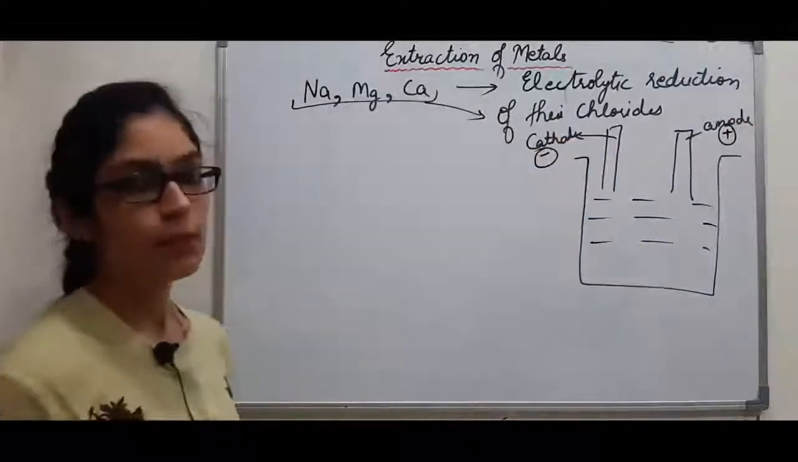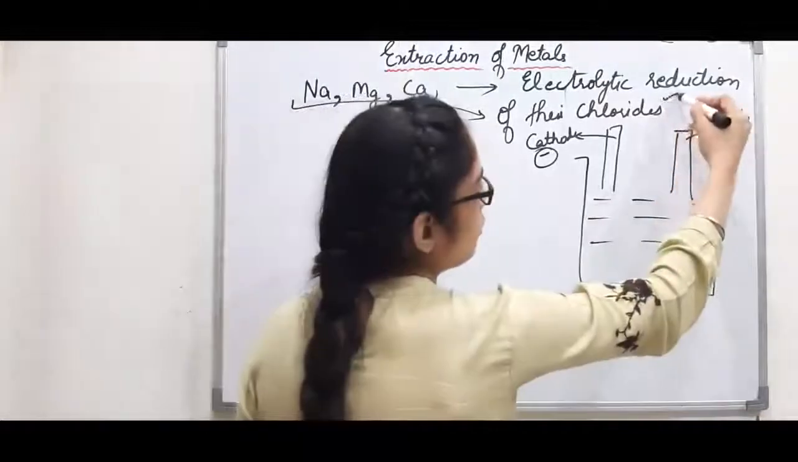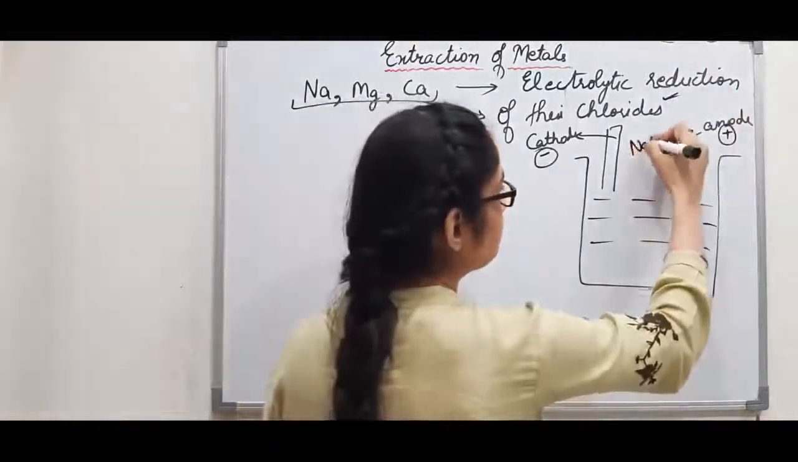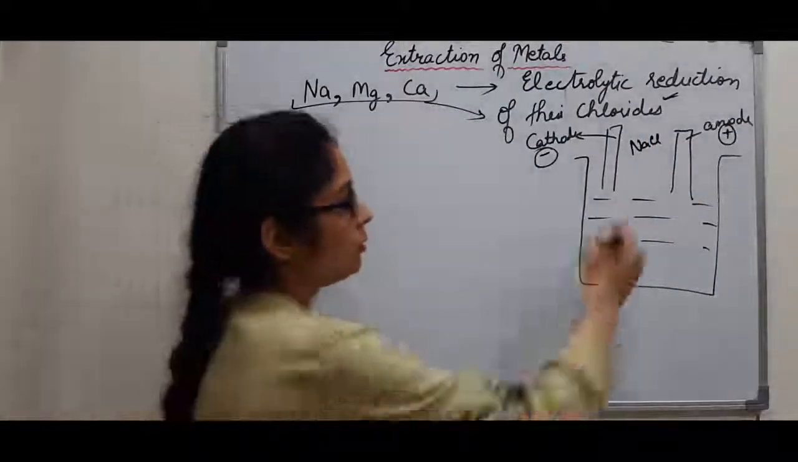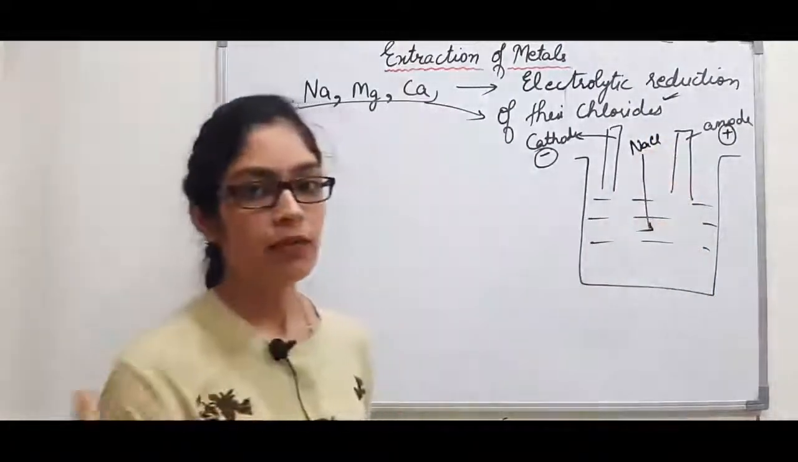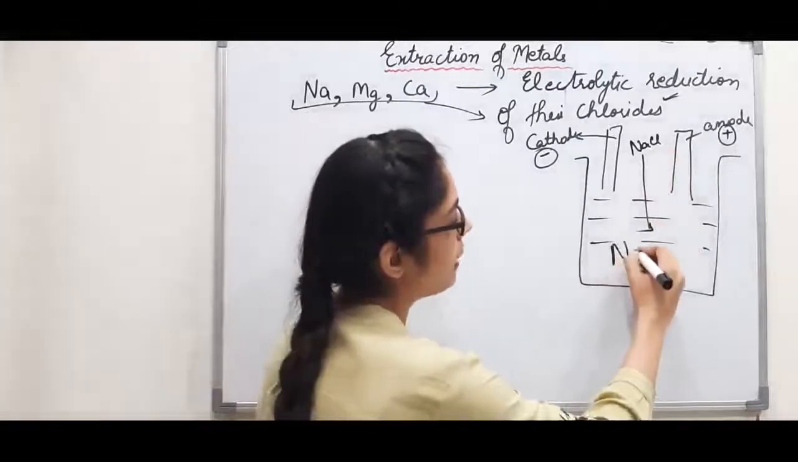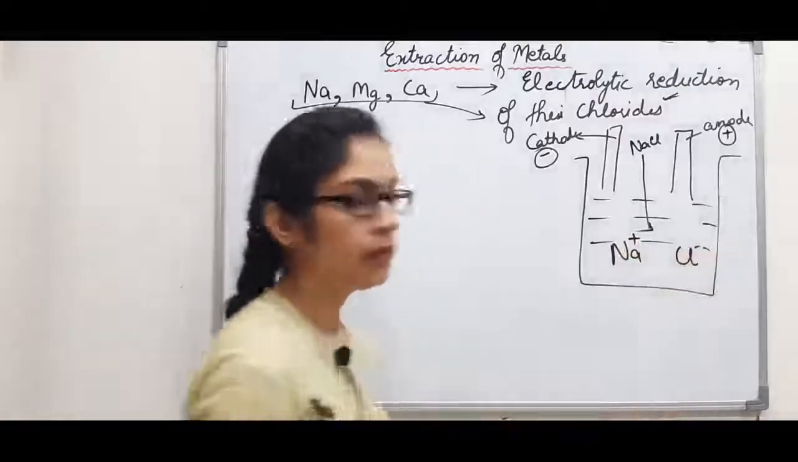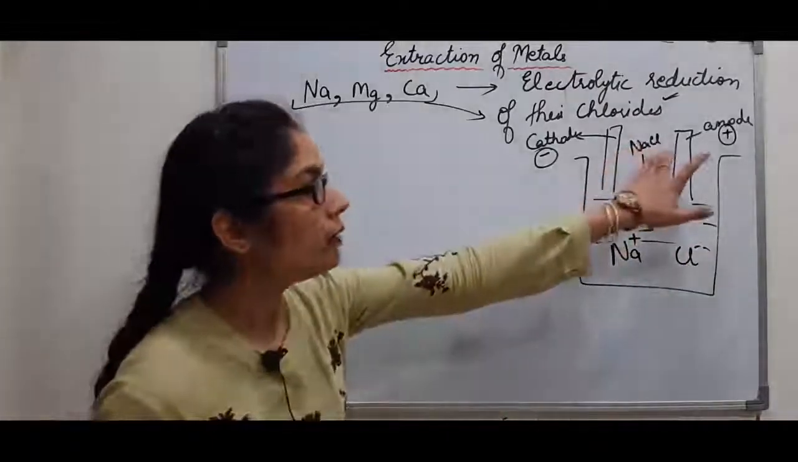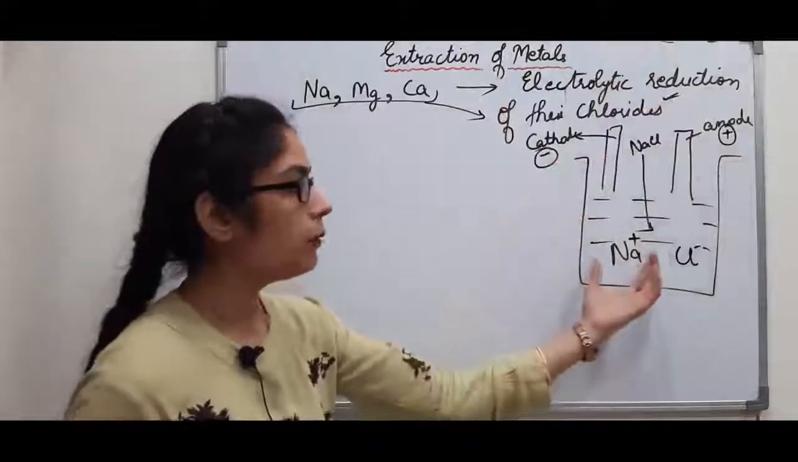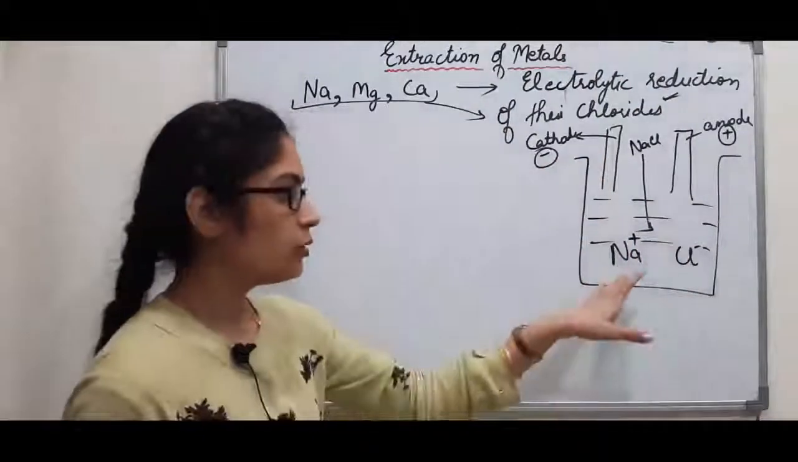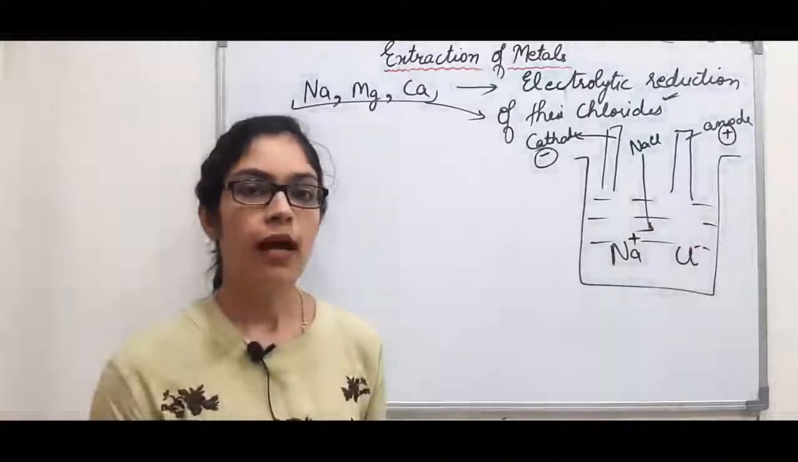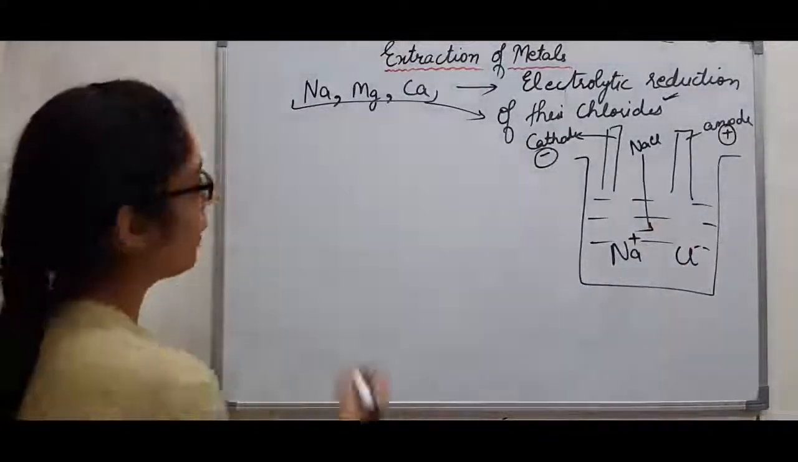Electricity is passed. Since we are doing electrolytic reduction of a chloride, here we are taking NaCl. An aqueous solution means we will have ionic particles, Na positive and Cl negative. NaCl in its aqueous form will be broken down into its ions, Na positive and Cl negative, and we have already done this while studying ionic compounds. Now let's see what happens here.